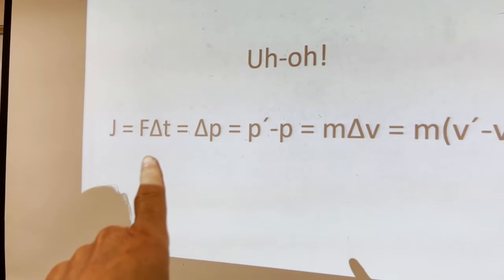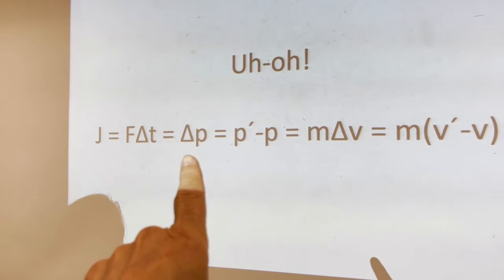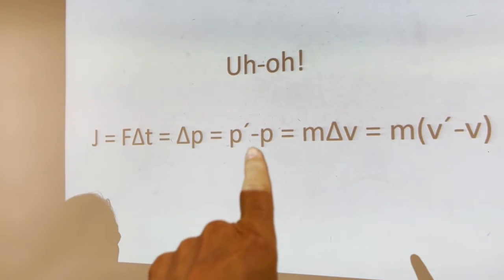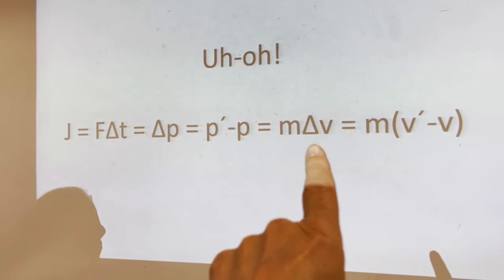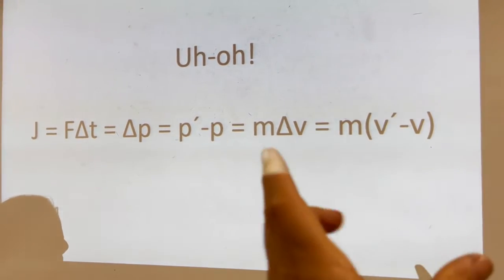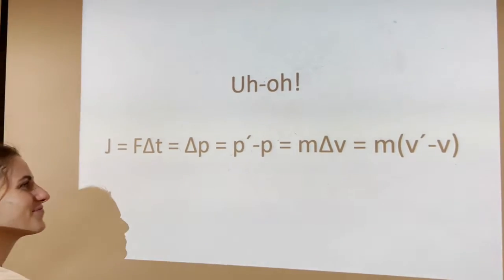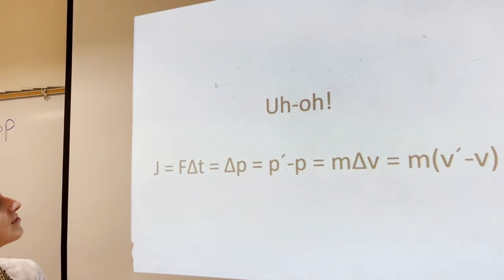Well, what does impulse do? It changes momentum. When momentum changes, how does that work? It's the final minus the original. When the momentum changes, what changes? It's not the mass, it's the velocity. When the velocity changes, that's just the final minus the original. It looks pretty intimidating, but they're all equal, and depending on what you've got, you select what's appropriate.